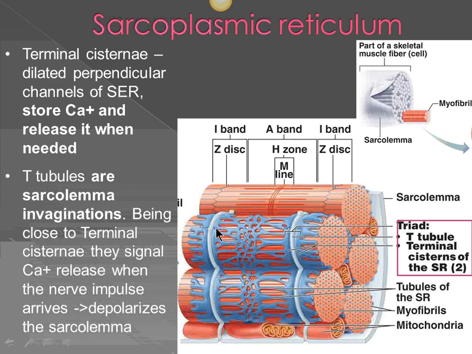The function of this terminal cisternae is to store calcium ions. Remember, I just mentioned calcium ions and how it was important because that troponin bound to calcium, and that's how it helped to unblock those sites. So the function of this terminal cisternae is to store calcium ions and release it when it's needed.